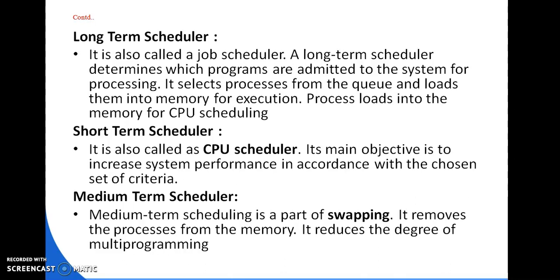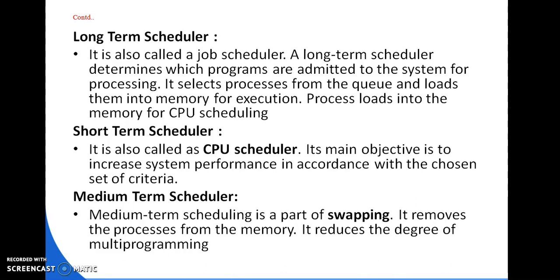Next, the medium-term scheduler. The medium-term scheduler is part of the swapping process, which we discussed in chapter number 3, I think. It removes the process from memory. It reduces the degree of multiprogramming. So the medium-term scheduler is in charge of handling the swapped-out processes. A running process may become suspended if it makes an I/O request, and a suspended process cannot make any progress towards completion.